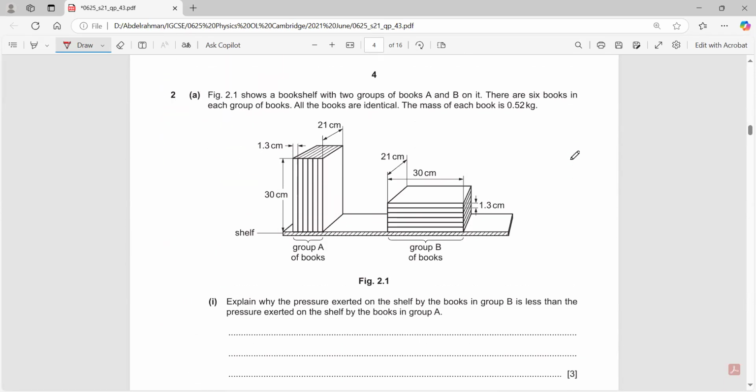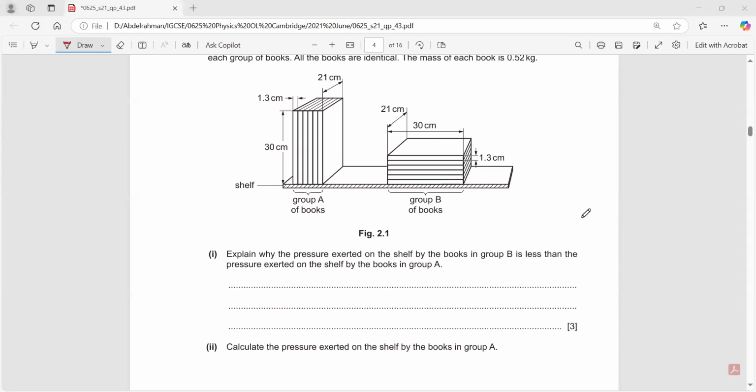Question 2. Figure 2.1 shows a bookshelf with two groups of books, A and B. Explain why the pressure exerted on the shelf by the books in group B is less than the pressure exerted on the shelf by the books in group A. It's quite a simple answer.